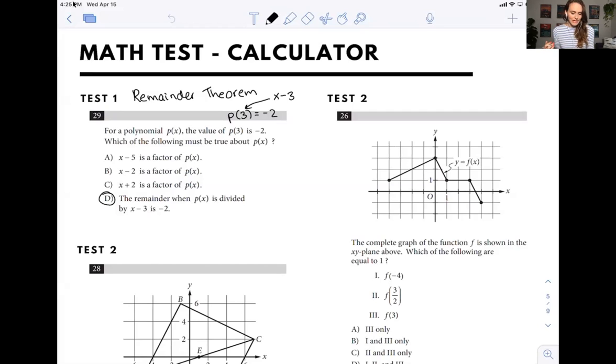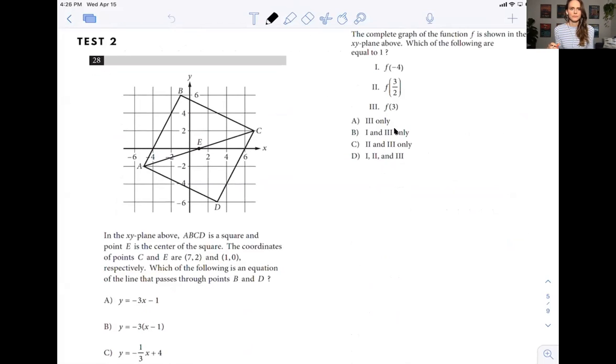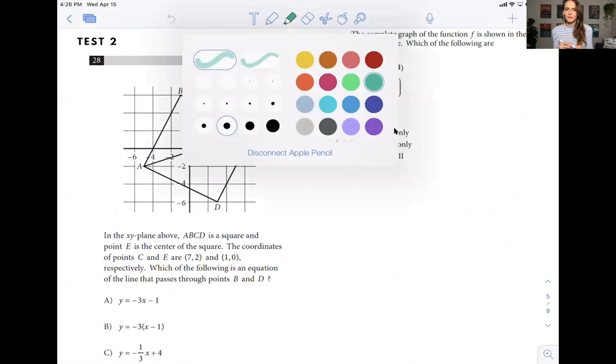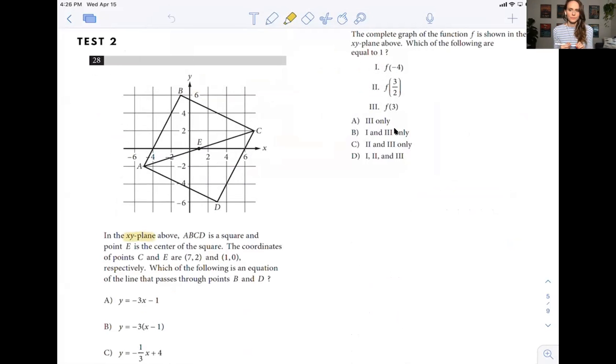Let's look at number 28 here. So in the XY plane, do any of you know what we're supposed to do when we read "in the XY plane"? What is that SAT code for? Does anybody know? What are you supposed to do when you see "in the XY plane"? You're supposed to draw the graph.